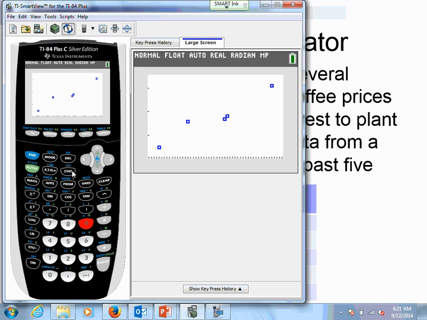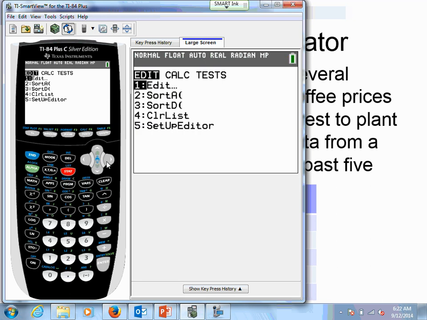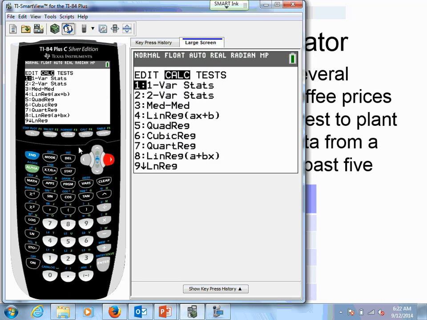And this is actually a very simple process. So if we just hit Stat, and we're going to scroll over to Calc. Now, what might jump out at you is number 4: line of regression, ax plus b. But if we go back to the form that we set up, we said a was our y-intercept and b was our slope, and these values are flipped around.